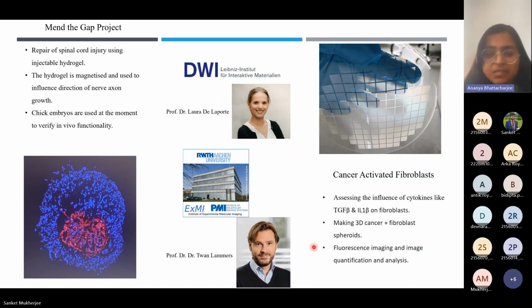The current obstacle in this is, it's working, but it's working in chick embryos. The problem is the time management: the time that it's taking to inject the hydrogel and accelerate repair is too much. And when you're doing a surgery on a human body, we need as little time as possible.